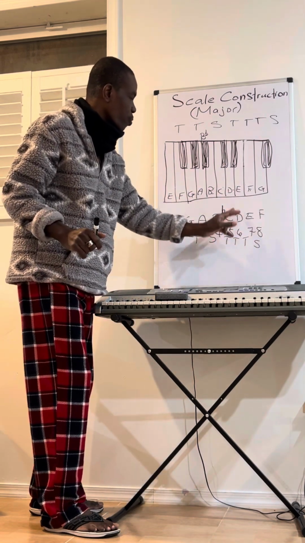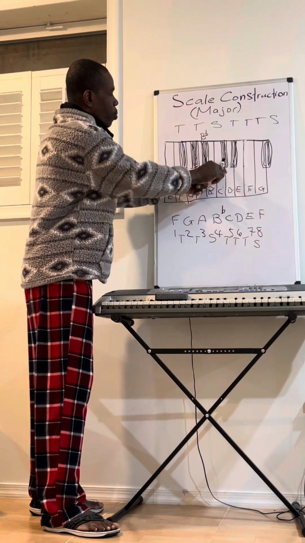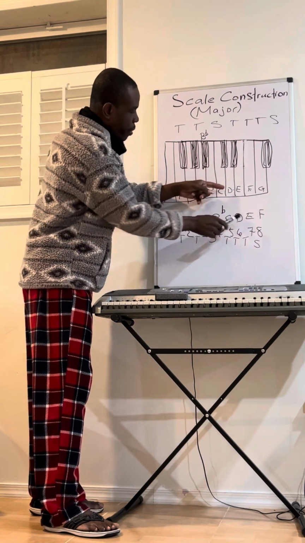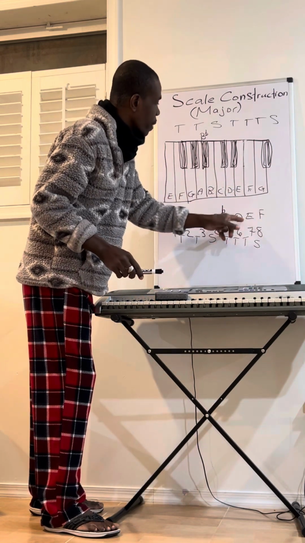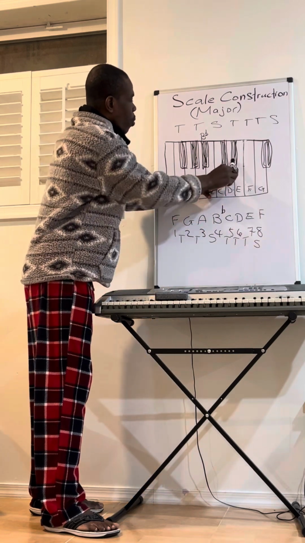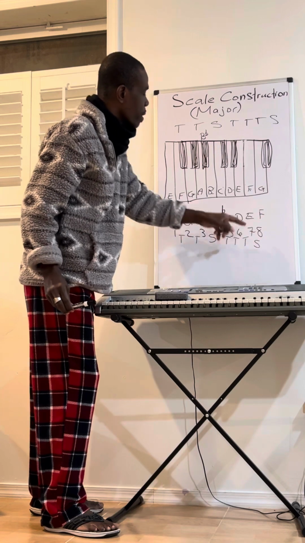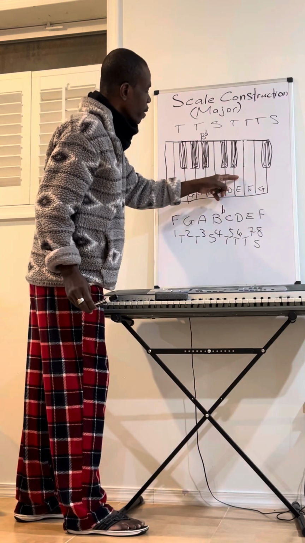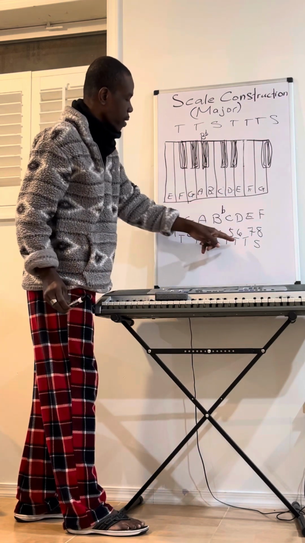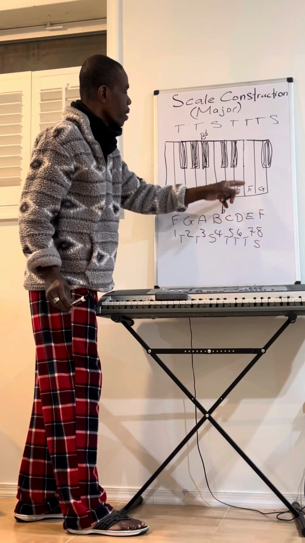Alright? 5 and 6, we need a tone. C is here. 1, 2, yes, that's a tone. C to D. 6 and 7, we need a tone. D is here. 1, 2, yes, that's a tone. 7 and 8, we need a semitone. 7th note is E. Correct? Note 7, E. We need a semitone.